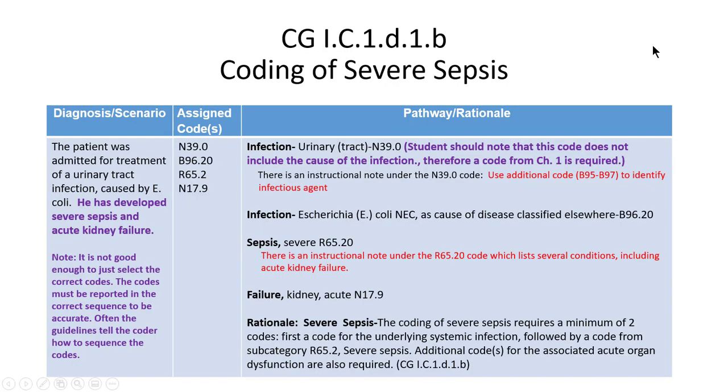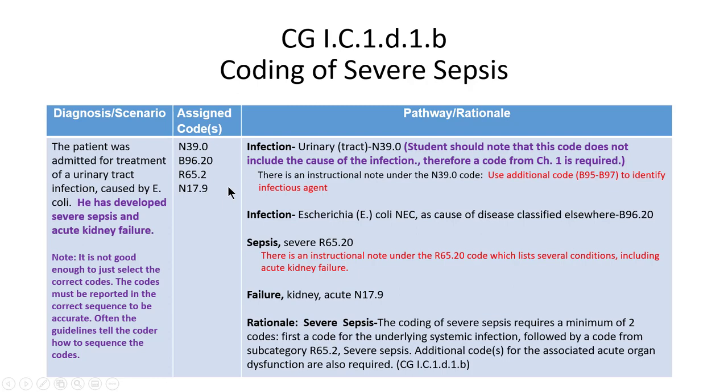There's sepsis and there's severe sepsis, and they are two different things. The doctor has to document if it's severe sepsis before you can code severe sepsis. We're using the same scenario where the patient has a UTI caused by E. coli. Now he's developed severe sepsis and acute kidney failure.